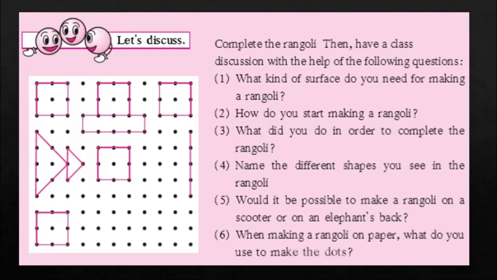Fourth question, name the different figures you see in the rangoli. What figures do you see, children? We can see different shapes such as squares, rectangles and triangles. Fifth question, would it be possible to make a rangoli on a scooter or an elephant's back? No, it is not possible to make a rangoli on a scooter or an elephant's back.